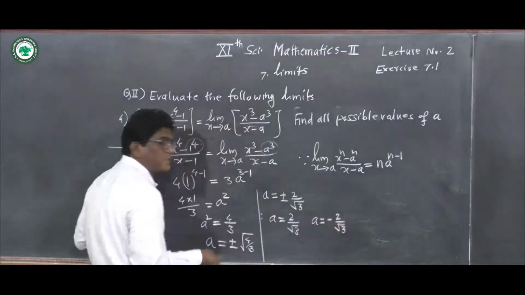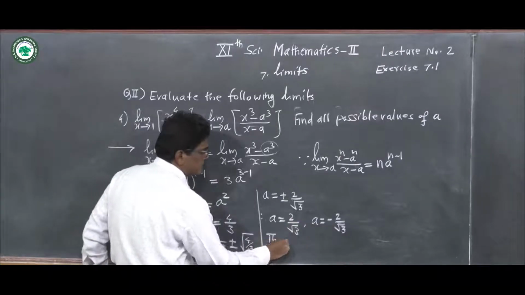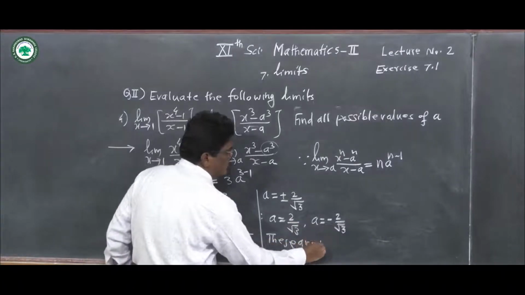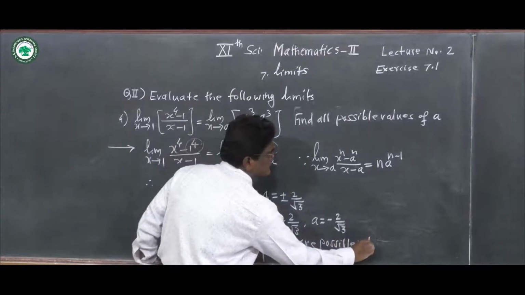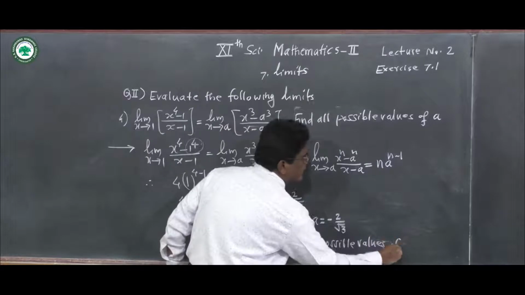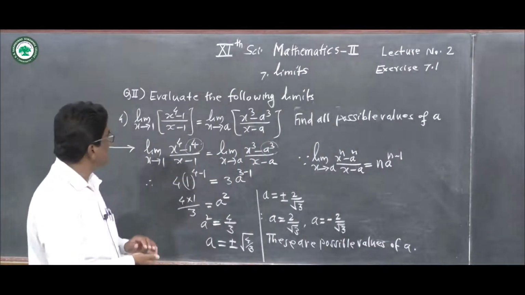These are the possible values of a. So this is the solution of the fourth problem.